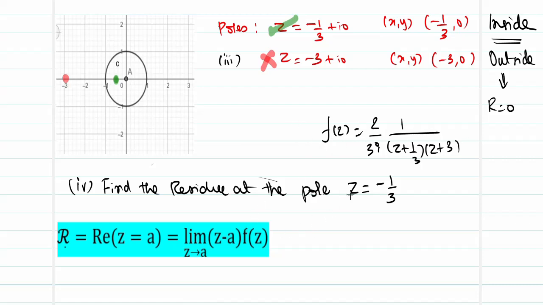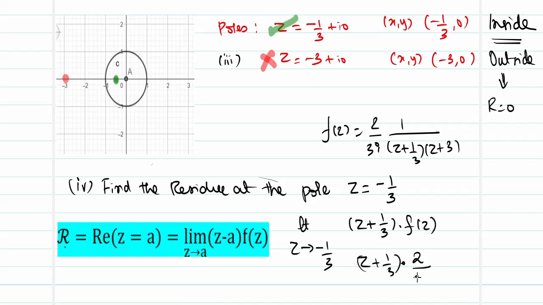Now applying the limit at the pole, limit z tending to minus 1 by 3, z minus of minus, that is z plus 1 by 3, into my function f of z. So it is z plus 1 by 3 into the function 2 divided by 3i, 1 divided by z plus 1 by 3 into z plus 3. So z plus 1 by 3 can be cancelled off. Now we can apply limit z tending to minus 1 by 3 in the given quantity.